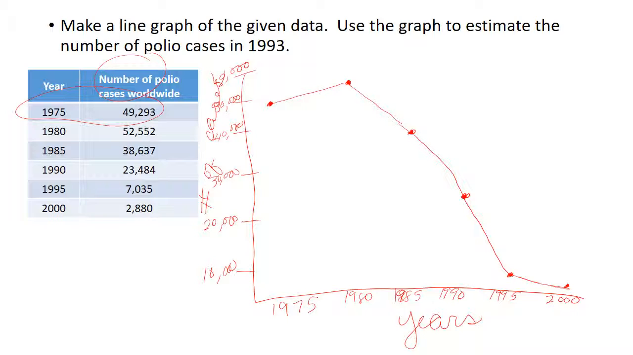Now it says to estimate the polio cases in 1993, which would be about right here. So we could estimate it's between 10,000 and 20,000. So maybe like 12 or 13,000. So we might say that that's about 12,000 cases. Oops. The actual number of cases in 1993 was 10,487.